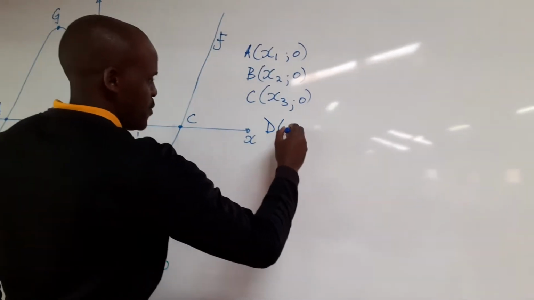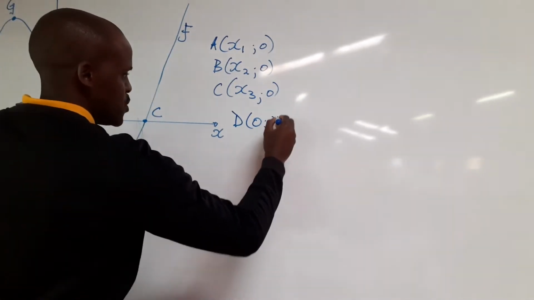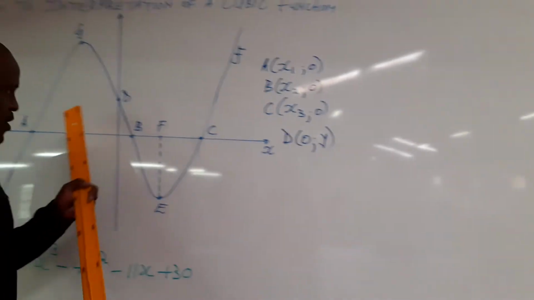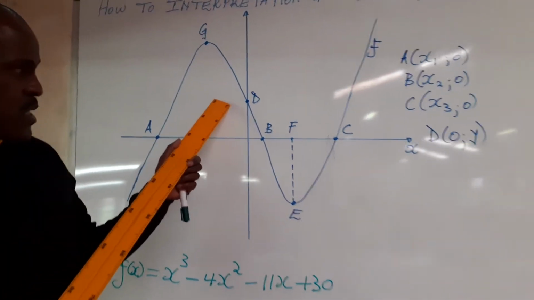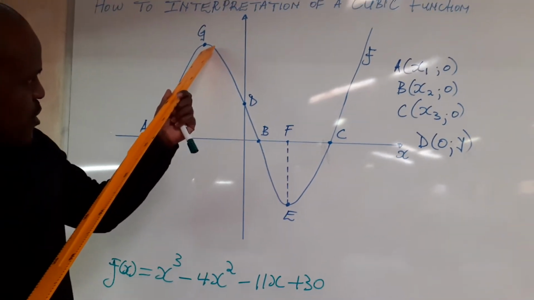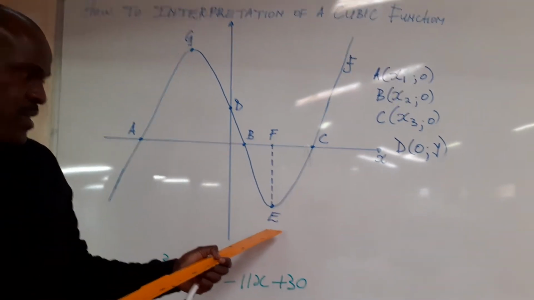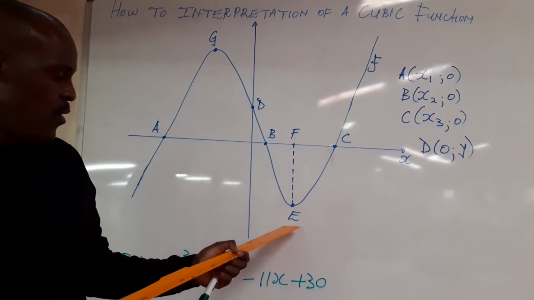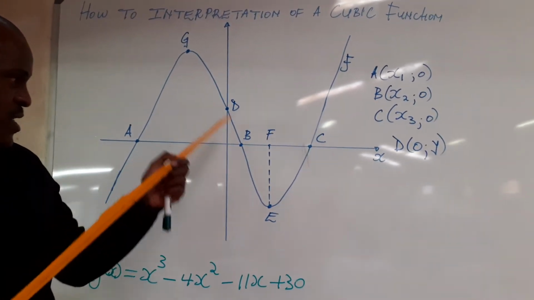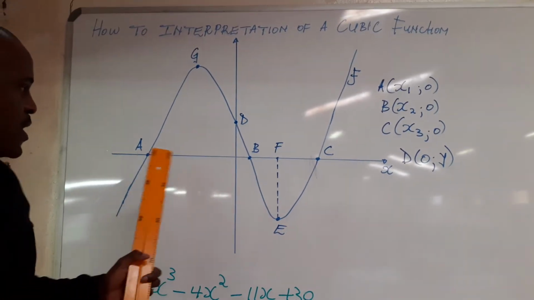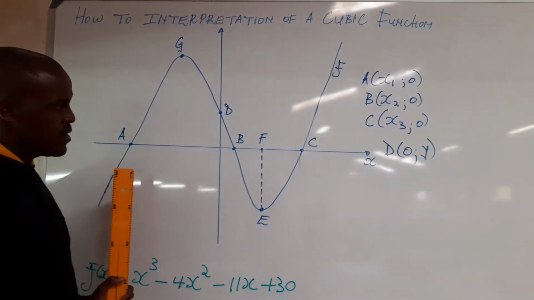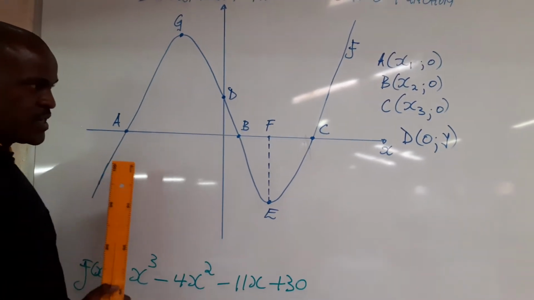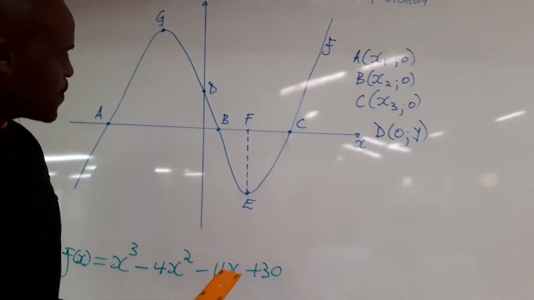And then we've got point D out there. The coordinates of point D are (0, y), which means this is our y-intercept. G and E are our stationary points. And again, this is an increasing function.